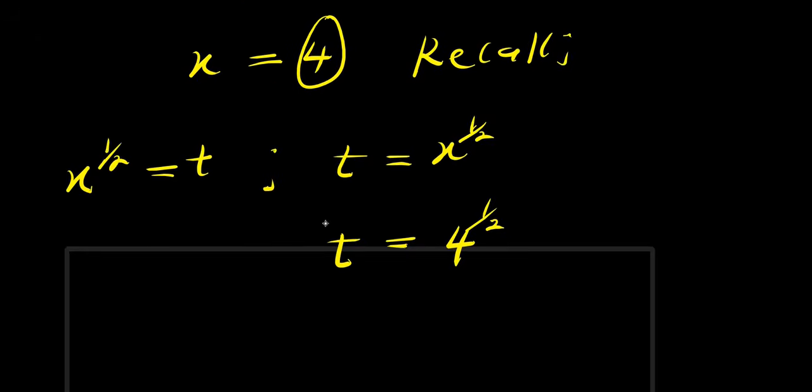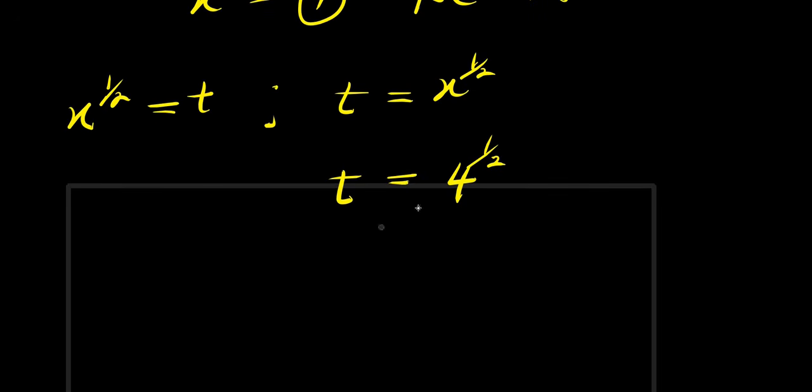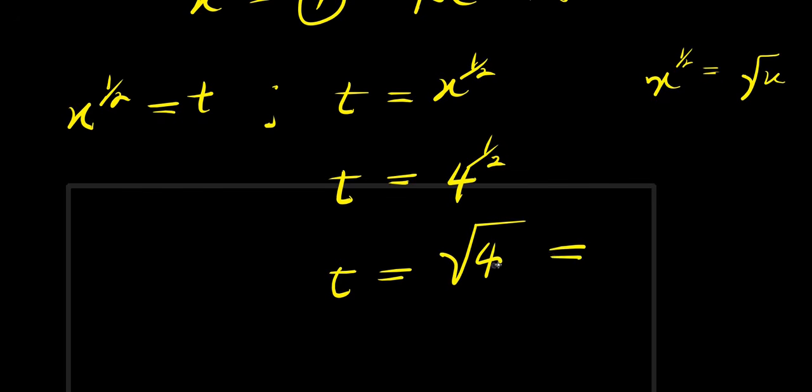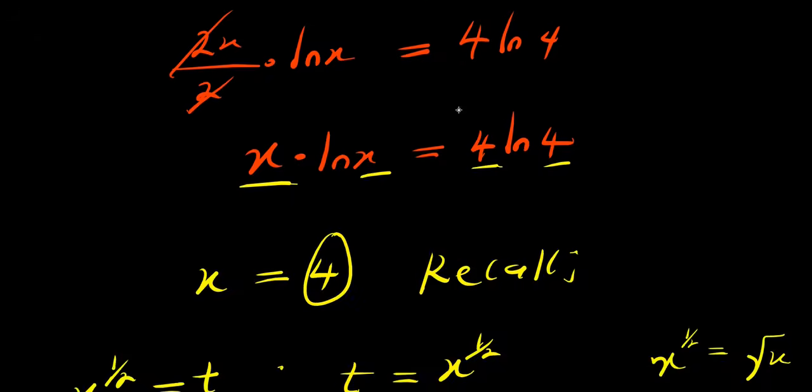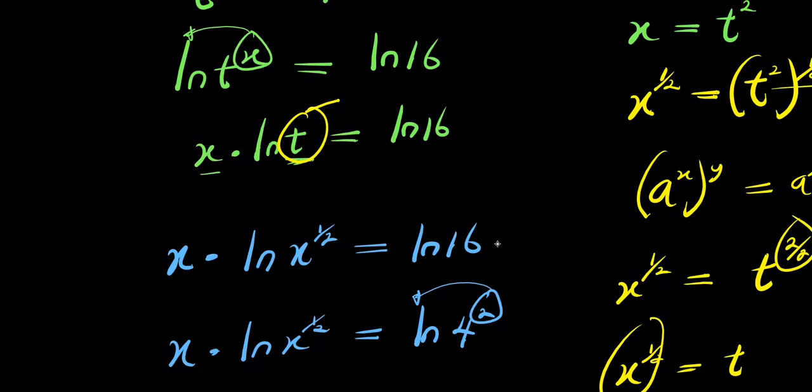So to simplify this further, if you have x power 1 over 2, this simply means square root of x, right? So this is just like writing square root of 4. And square root of 4 is simply plus or minus 2, right? Now, this is one method of solving this exponential problem.